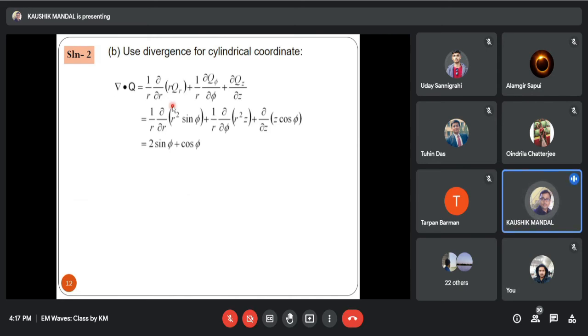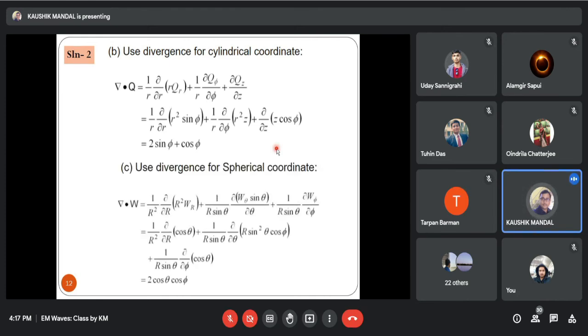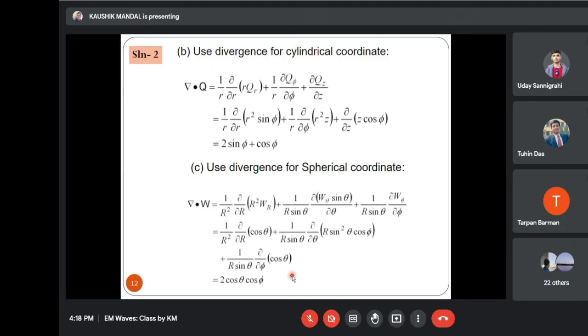Similarly, next you have to find the divergence of the vector Q using the cylindrical coordinate system. And for the next one, you have to find the divergence of vector W applying the spherical coordinate system. I'm not going into the calculation in detail. I think you will be able to check it and understand the solutions.